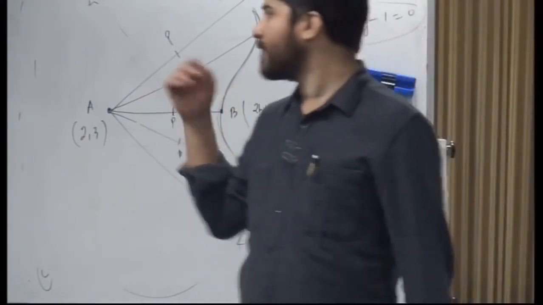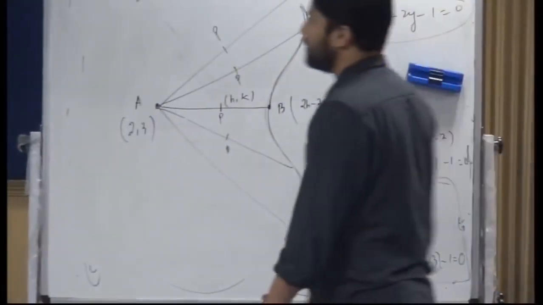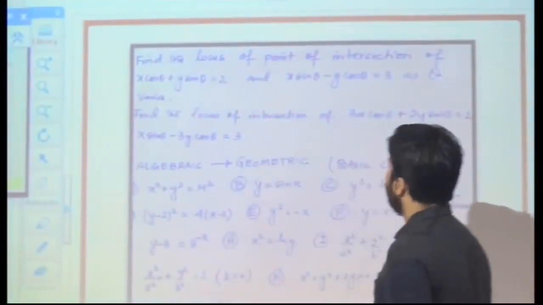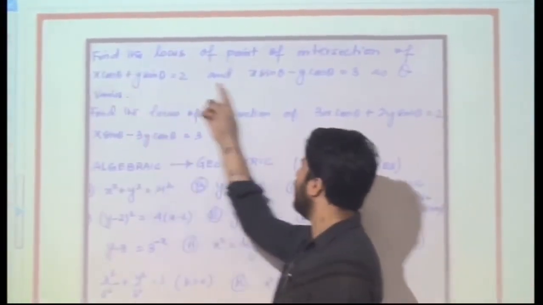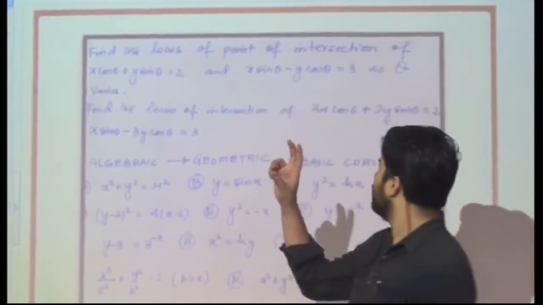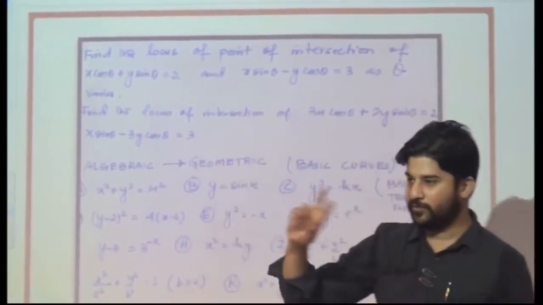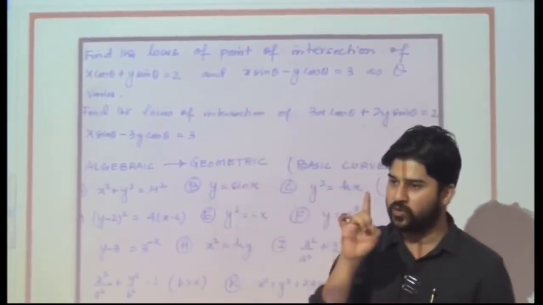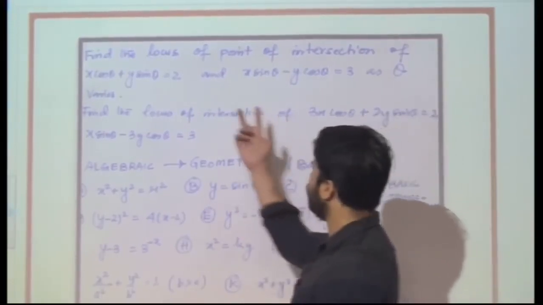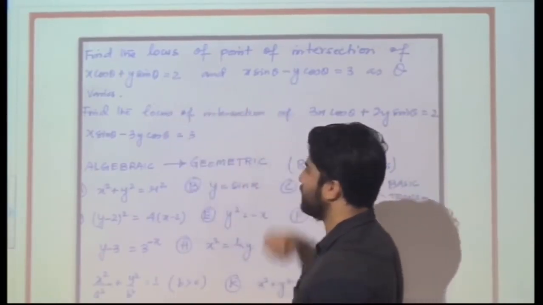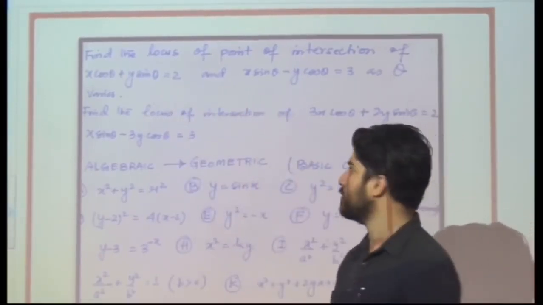Can you go to the next slide? See what's the question here? Find the locus of point of intersection. You have been given two lines. This is one line and this is another line, and definitely theta is varying. Theta varying means these two are not fixed lines. Their slopes must be changing, right? Now what you have to do is find the locus of the point of intersection.